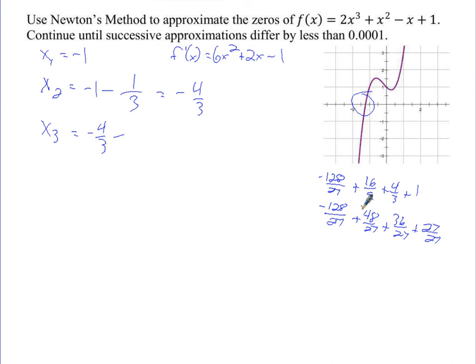negative 17. Wow, your brain's working pretty good. Nick didn't have a calculator. He don't need one either. So it's negative 17 over what? 27. Now divided by?